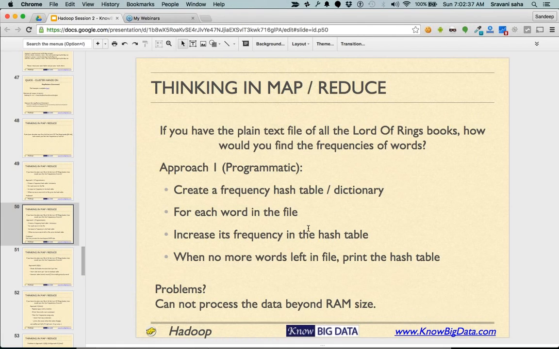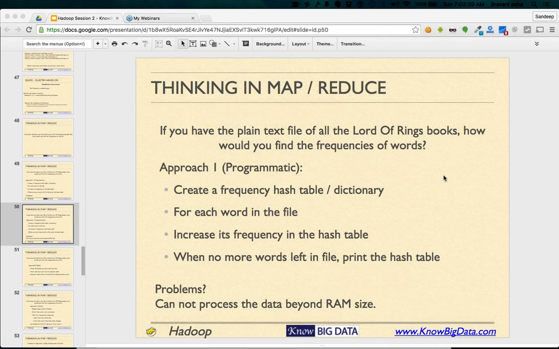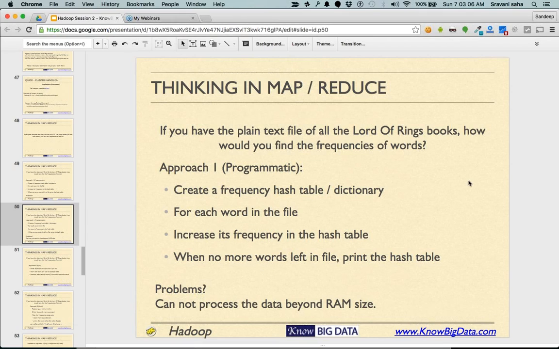All right. Coming back to what I was talking about. So, yesterday we were talking about how to compute the frequency of words using our conventional methods. The first approach was to create a hash table and do the counts using a hash table. And second approach was using SQL. And there were a few more approaches. We'll talk about them.